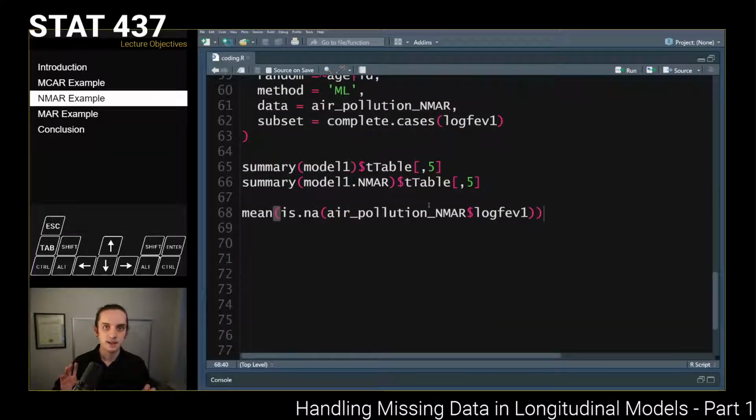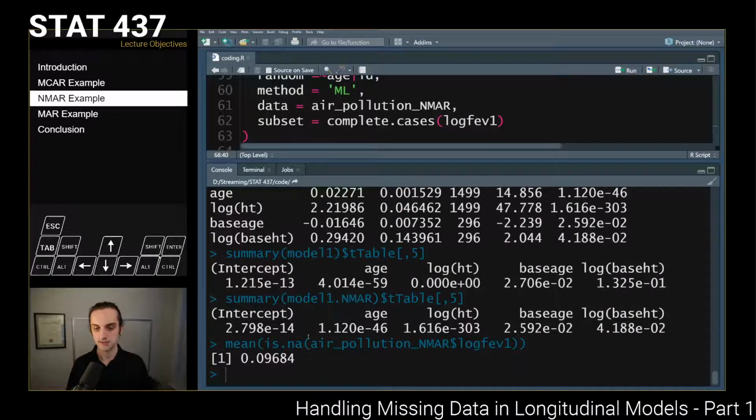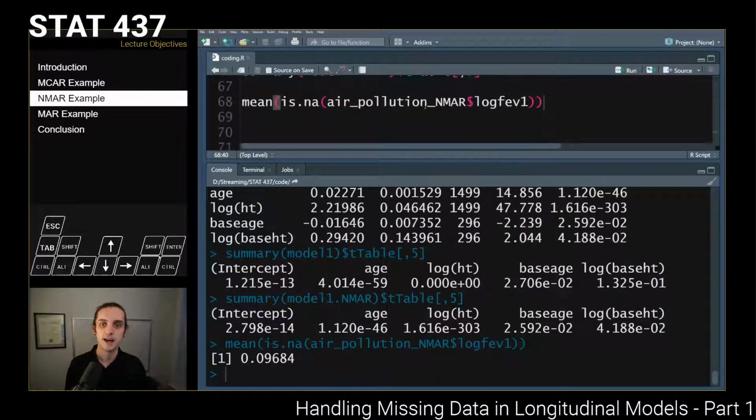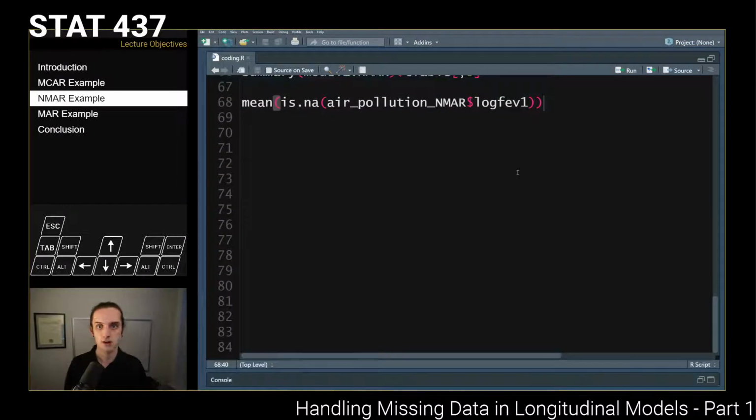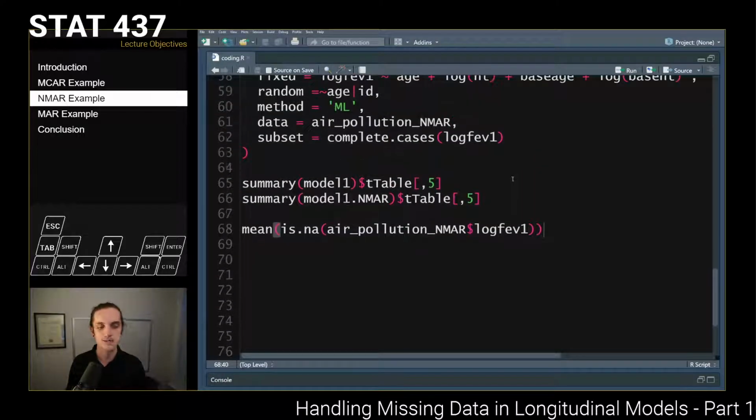Now, what that sort of should indicate to you is that there doesn't have to be a lot of missingness in order for it to be a big problem, right? So there's only less than 10%. If you look at real life data sets, oftentimes you're going to see 20, 30, 40% missingness for certain outcomes.